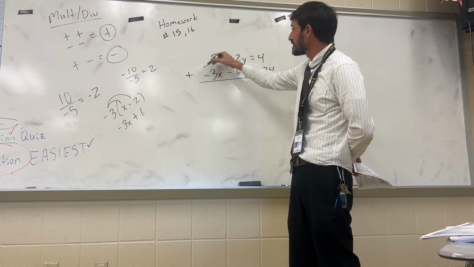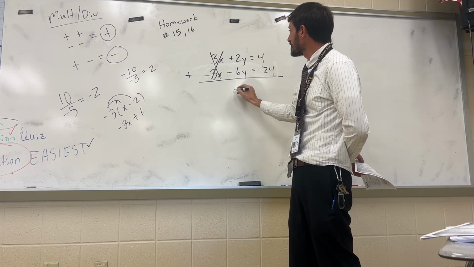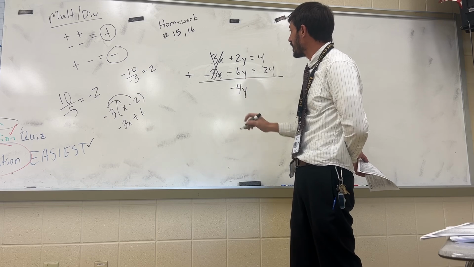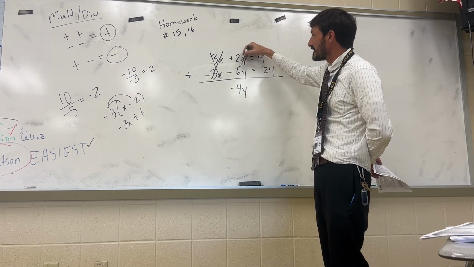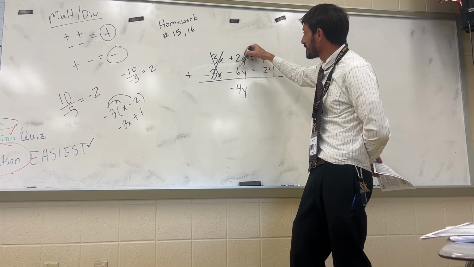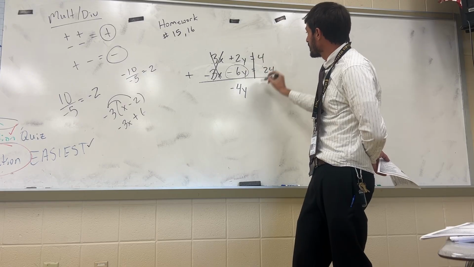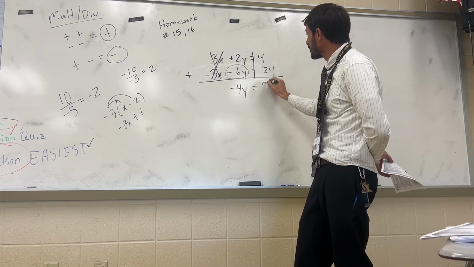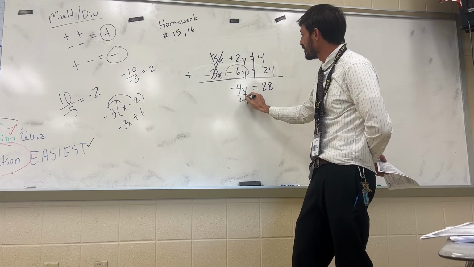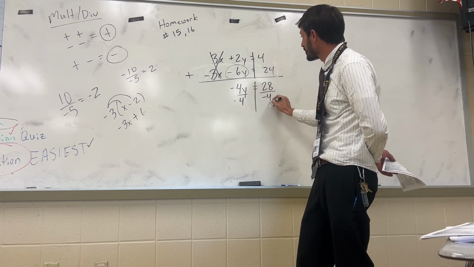Now we have 3 plus negative 3 is 0, okay? 2 plus negative 6 is going to be negative 4y. Why? Because you have opposite signs, and opposite signs mean we are subtracting. 6 minus 2 is 4, and the larger number is negative, so we have a negative 4. Finally, here's our equal sign. 4 plus 24 is 28. We're now going to divide by 4. Oops, excuse me. This is a negative 4. We're going to divide by negative 4 on both sides.